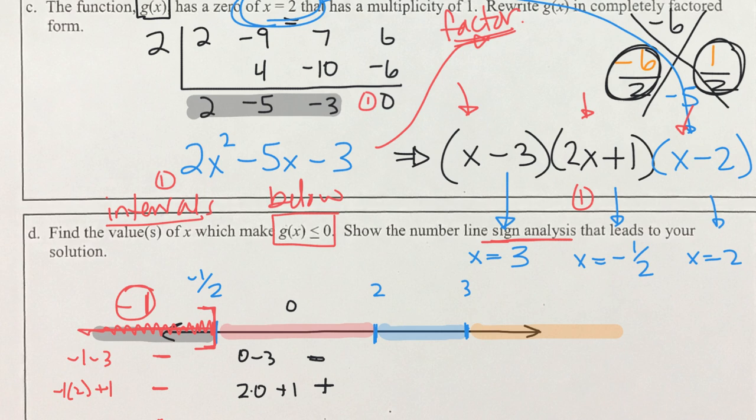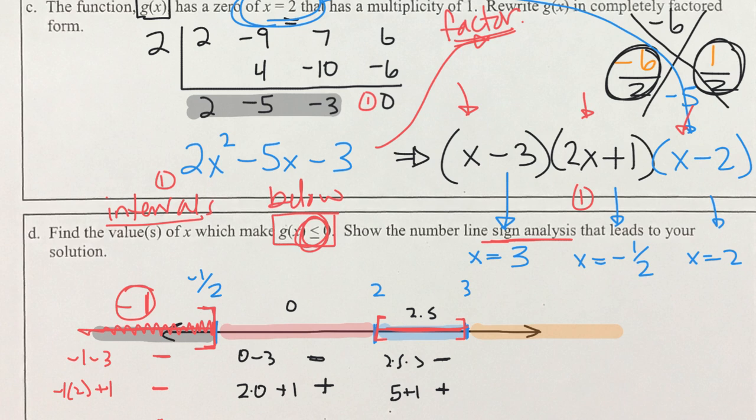Okay, let's try a 2.5. That's in between 2 and 3. 2.5 minus 3 is a negative. 2 times 2.5 is 5. 5 plus 1 is a positive. 2.5 minus 2 is a positive. So a negative times a positive is a negative. Okay, so here's another solution set that we want, in between here and here, because these are all negative values and we want negative values.